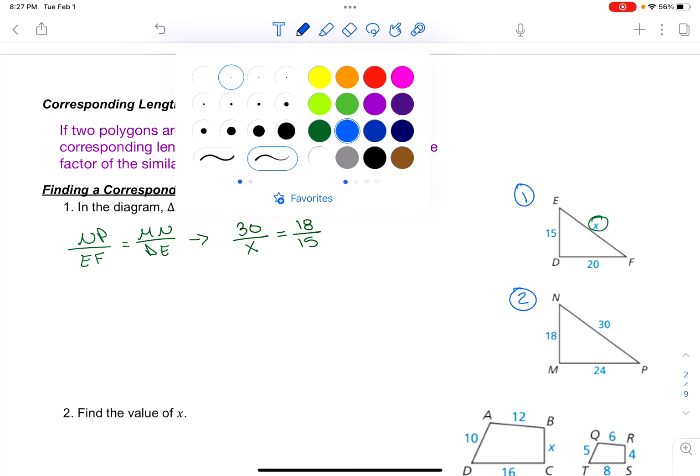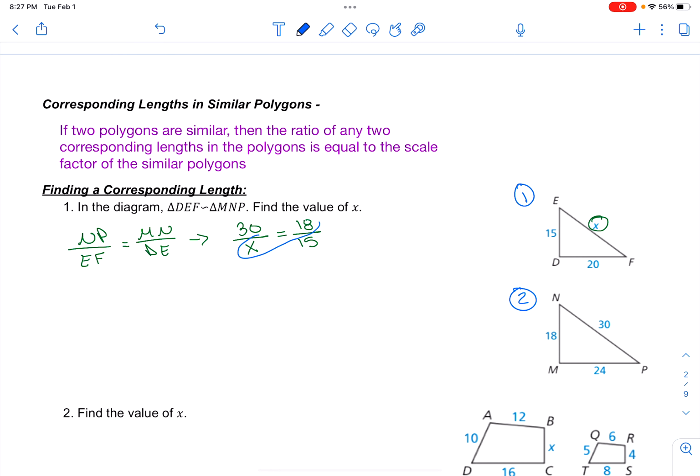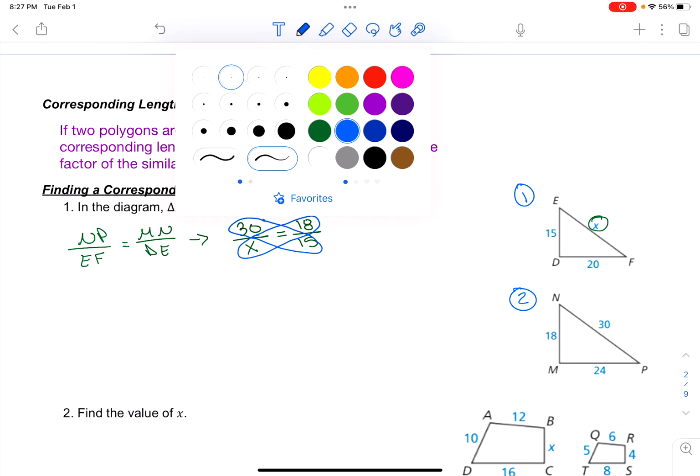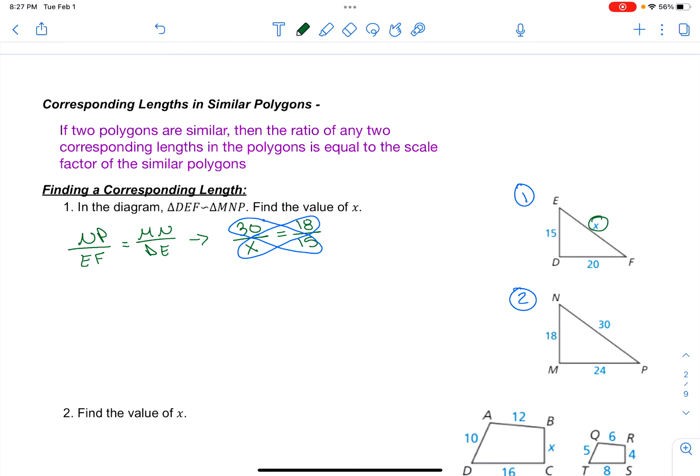At this point, we cross multiply, which again, hopefully seems a little familiar. We have 18 times X, which is just 18X, and then 30 times 15, which gives us 450. So then to solve for X, we just divide both sides by 18, and we get X to equal 25.